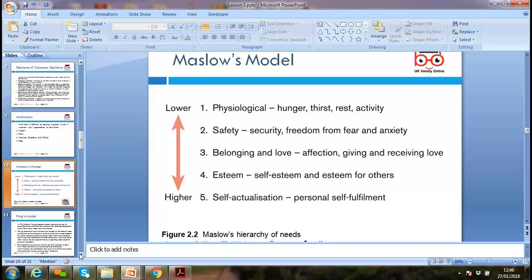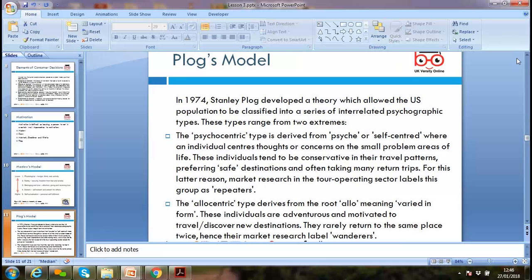So when we deal with wants, we need to be focused on safety, belongingness, and esteem needs. We need to plan our products and services, and we have to train our staff as well.